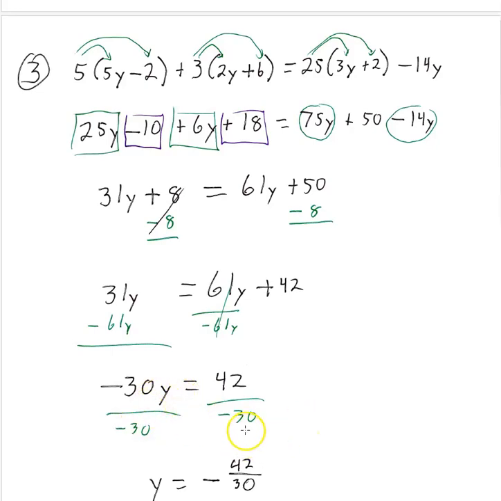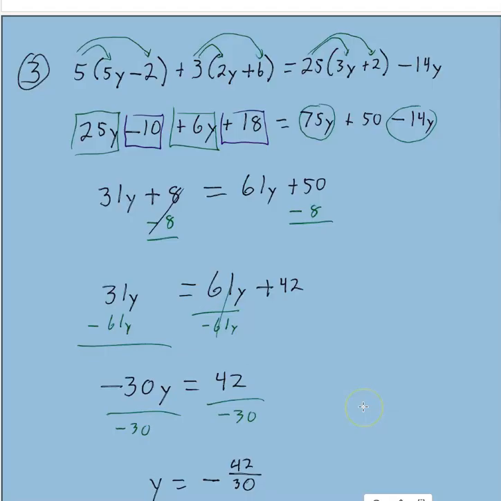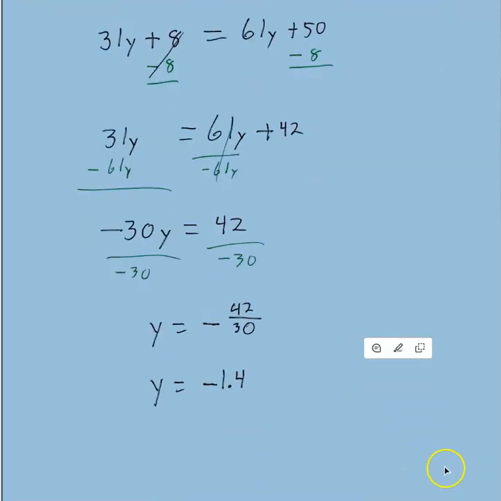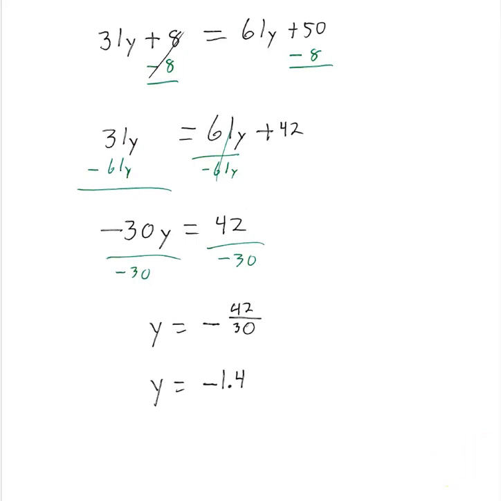Now I just divide by negative 30, and I get negative 42 over 30, but I need to clean it up a little bit. So I just went to the calculator, and I said 42 divided by 30, and I got 1.4. Don't forget your negative. I'd hate for you to go through all this hard work and then just accidentally forget the sign.